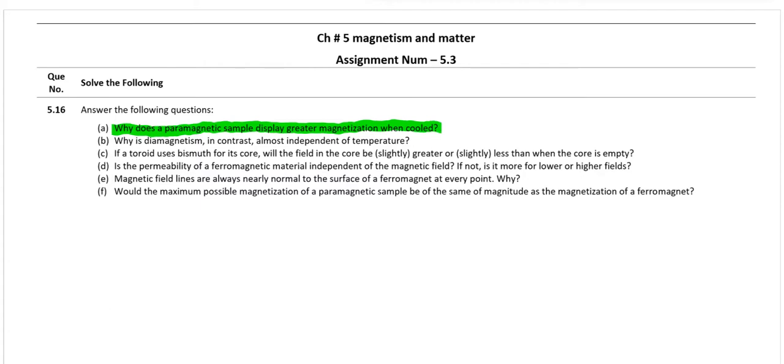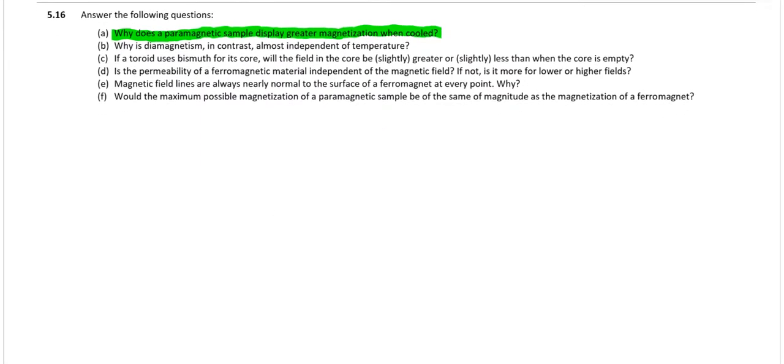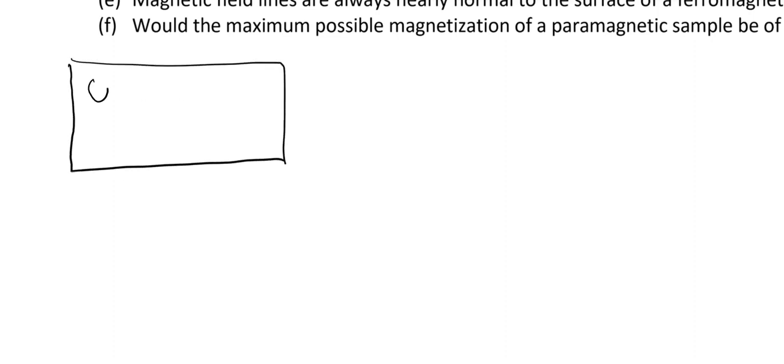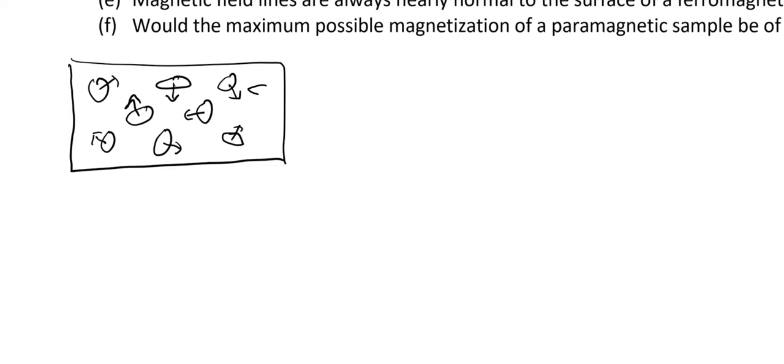So to answer this, let us first see what a paramagnetic substance is. A paramagnetic substance is one in which you have a dipole moment existing at the atomic level. So each atom has a net dipole moment. The orbital motions of the electrons are such that the resultant dipole moment due to all the electrons is not cancelled out, and hence each atom possesses some net dipole moment.